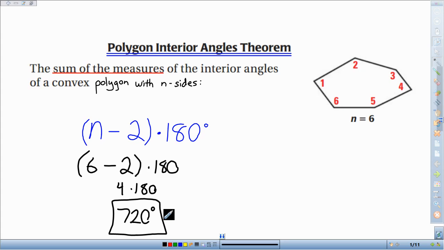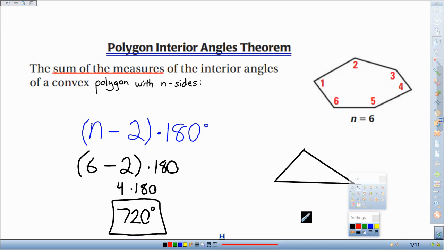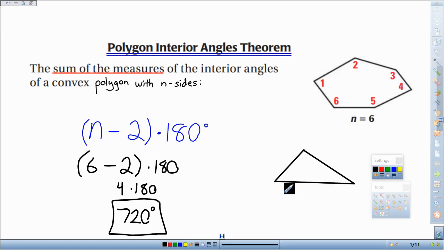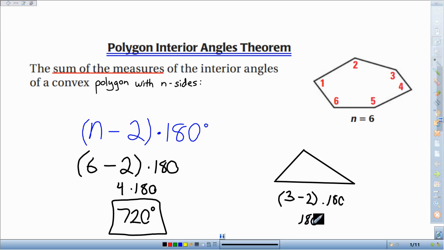Here's something I want you to think about. When we were dealing with triangles in the last chapter, we knew that the three angles of a triangle always added up to 180 degrees, right? That was one of those fundamental things we knew. So say we use that same idea with this formula. Well, there's three sides to this polygon, right? So we would plug in 3 for n. So we would get 3 minus 2 times 180. And 3 minus 2 is 1. 1 times 180. The sum of the interior angles of a triangle would be 180 degrees.